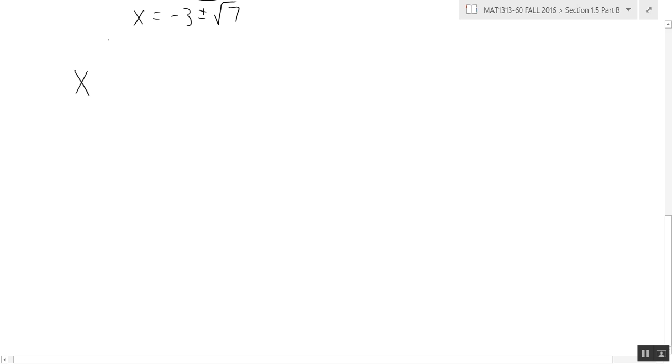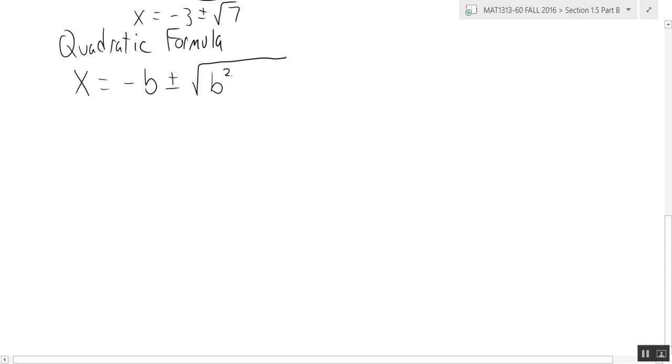Alright, the quadratic formula is x equals negative b plus or minus the square root of b squared minus 4ac, all over 2 times a.